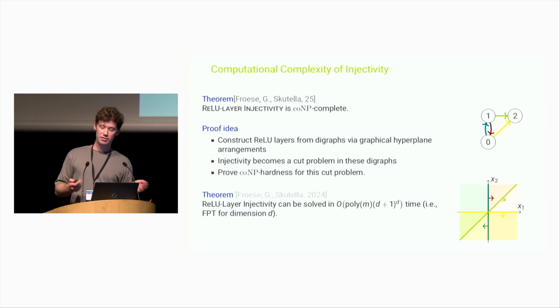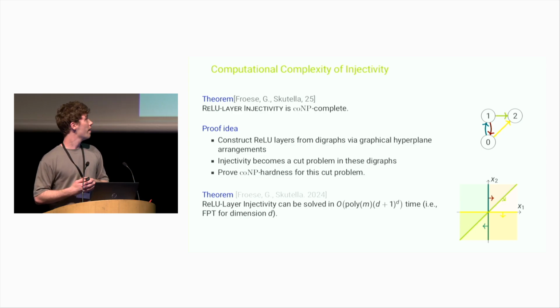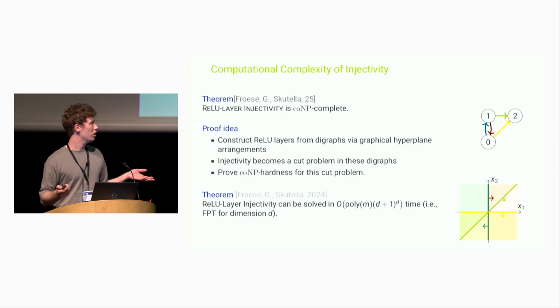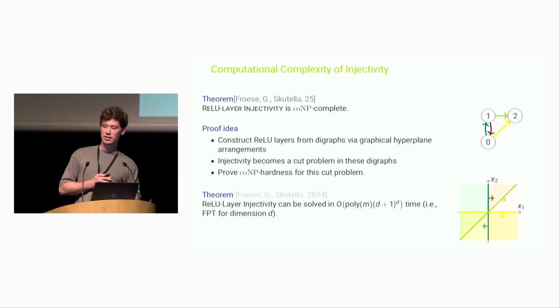that decides injectivity for a ReLU layer and has a runtime roughly of (d+1)^d, where d is the input dimension, times something polynomial in the number of ReLU neurons. So here the superpolynomial part of the runtime only depends on the input dimension d, but in the number of hidden neurons, it's a polynomial of constant degree. So this means that the problem is still tractable in small dimensions, and in parameterized complexity language, this means that the problem is fixed parameter tractable for the input dimension d.